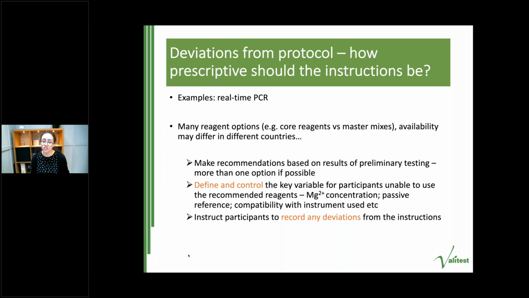You probably want to make sure that whatever the participants choose to use is compatible with the instrument that they have, and so on. And another important thing is to make sure that you tell the participants that they should record any deviations. So in your TPS documents, make sure they're prompted to record that information so that then when you're assessing the results, you can see who's stuck to the protocols as specified and who has deviated and in which ways.